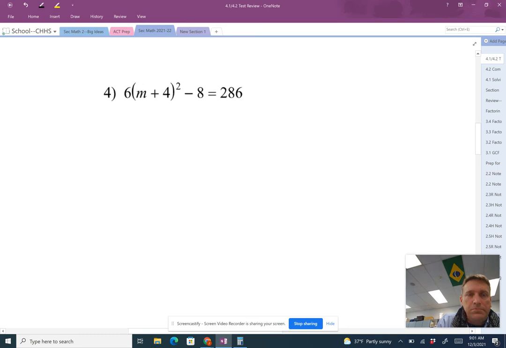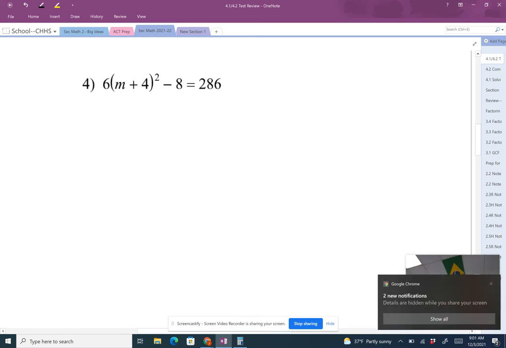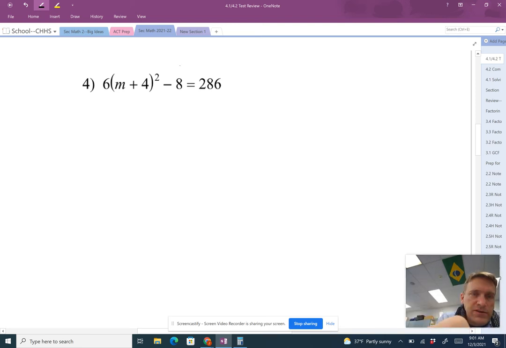Number 4. We first want to remove the part that's furthest away from the variables. So we're going to look at that minus 8 first, and we're going to do the opposite of subtracting 8, which is add 8. We're going to do that to both sides of the equal sign. Cancels it on the left. And on the right, that gives us 294.